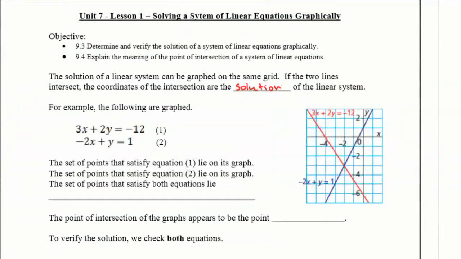We've got 2 lines. They're not in any special form. 3x plus 2y equals negative 12, and negative 2x plus y equals 1. And one thing that you'll notice maybe right away here is that we've labeled both of these lines 1 and 2. And again, the labels are just arbitrary. You could call 2 1 and 1 2 if you wanted.